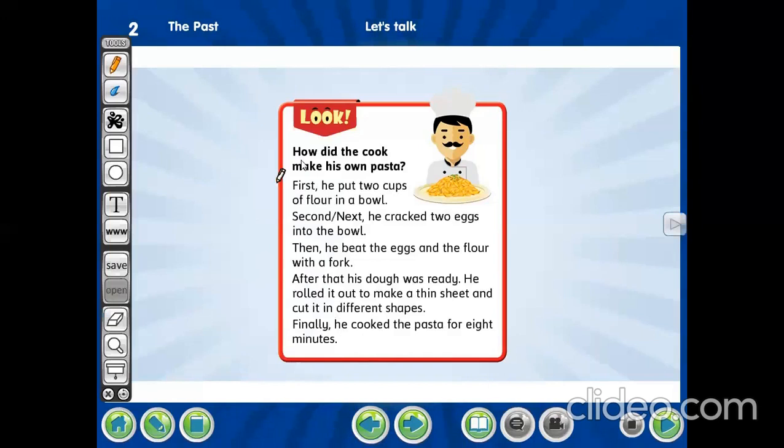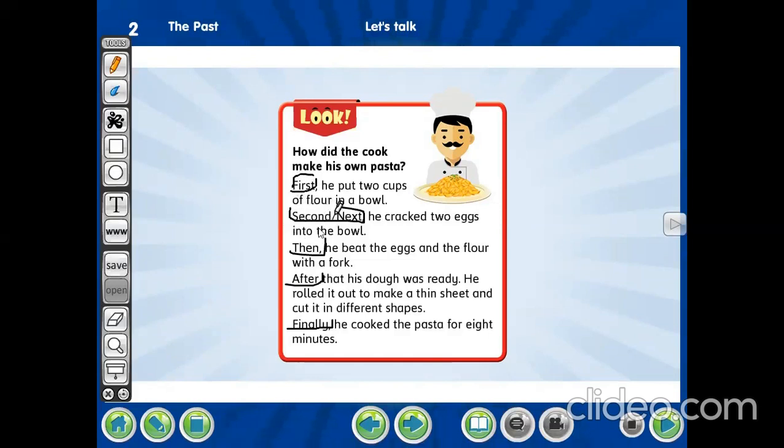As you can see in this example, we have some connectors. These are connectors: first, second, next, then, after, finally. In compositions, in writings, it's important that we use connectors.